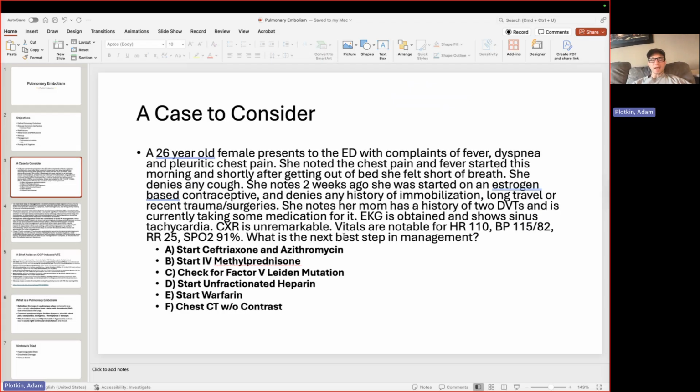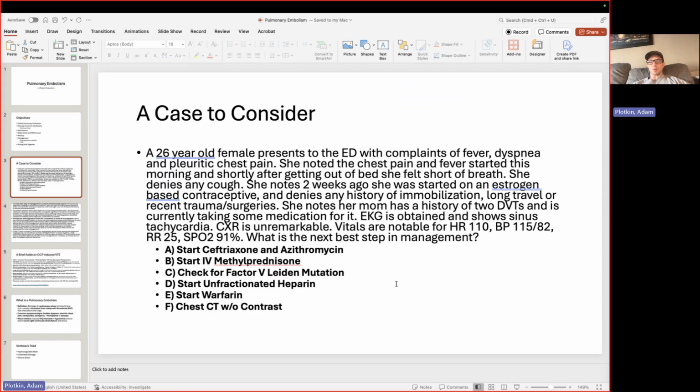So a case for us to consider. We have a 26-year-old female. She presents to the ED with complaints of fever, dyspnea, and pleuritic chest pain. She noted the chest pain and fever started this morning, and shortly after getting out of bed, she felt short of breath. She denies any cough. She notes 2 weeks ago she was started on estrogen-based contraceptive and denies any history of immobilization, long travel, or recent trauma or surgeries. She notes her mom has a history of 2 DVTs and is currently taking some medication for it. EKG is obtained and shows sinus tach.